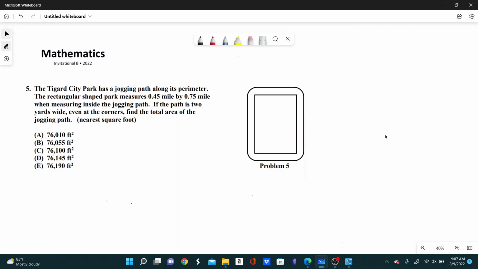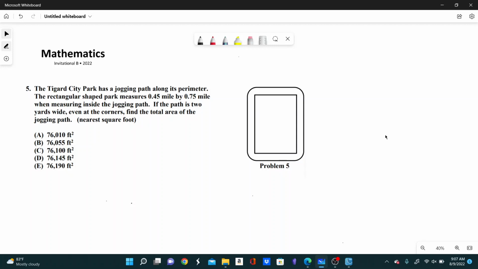Number 5. The Tigard City Park has a jogging path along its perimeter. The rectangular-shaped park measures 0.45 miles by 0.75 miles when measuring inside the jogging path. If the path is 2 yards wide, even at the corners, find the total area of the jogging path.